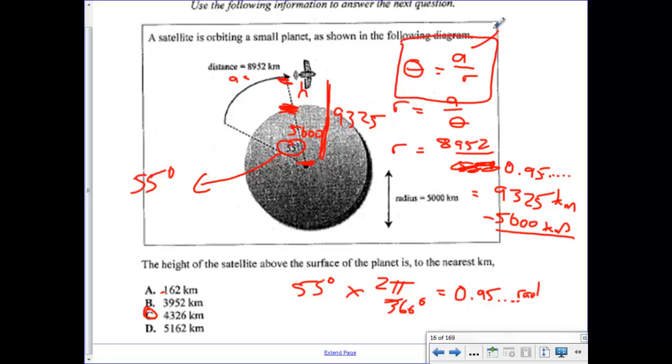Like here, in this formula, this value right here is 8952. This value here is 0.95. And our goal is to get radius by itself. So to get radius by itself, bring radius up here, bring theta back down, and divide the two numbers. And that'll give you R.